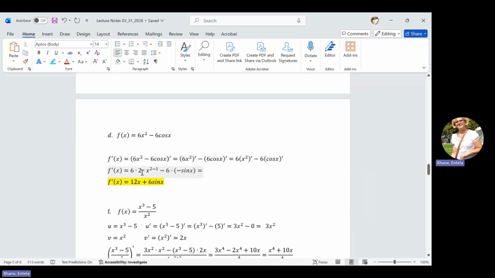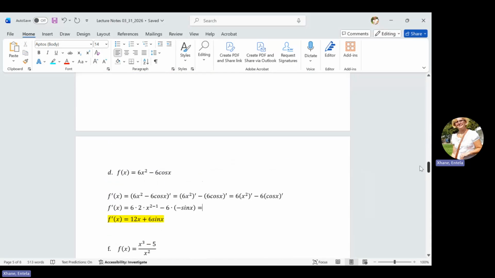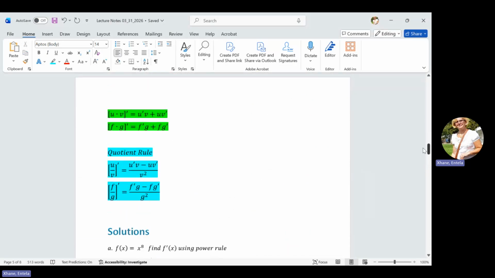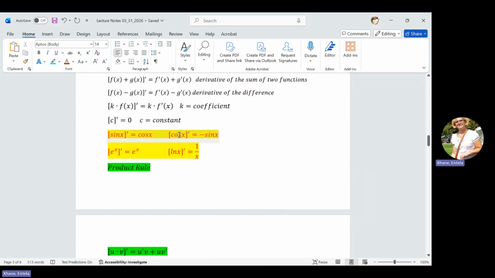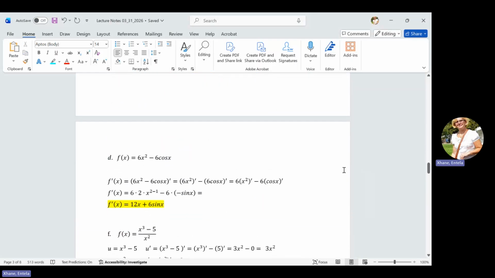So you bring the exponent in front of it. And then x becomes x to the power 2 minus 1. Again, minus coefficient 6, and you differentiate cosine of x. What is the derivative of cosine of x? According to the basic rule, the derivative of cosine of x is negative sine of x. And that's why you see negative sine of x.